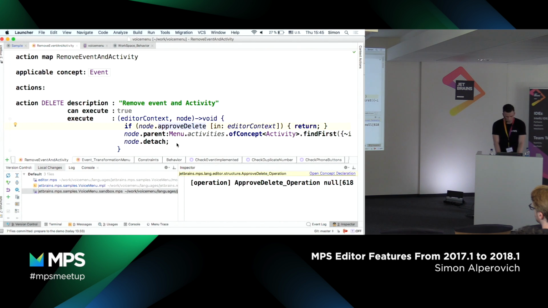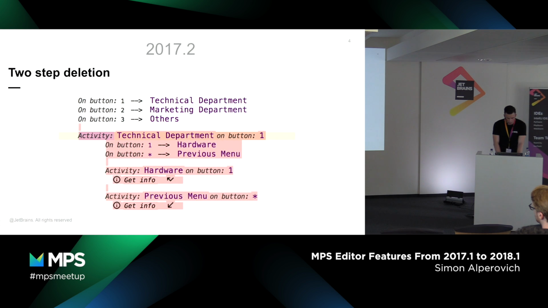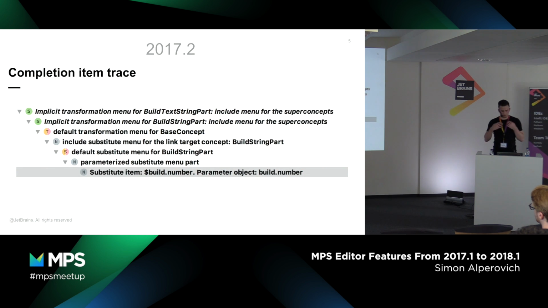Right, let's move forward. The next thing is the completion item trace. This is useful for language designers, especially if you still don't use the grammar cells, which you obviously should.